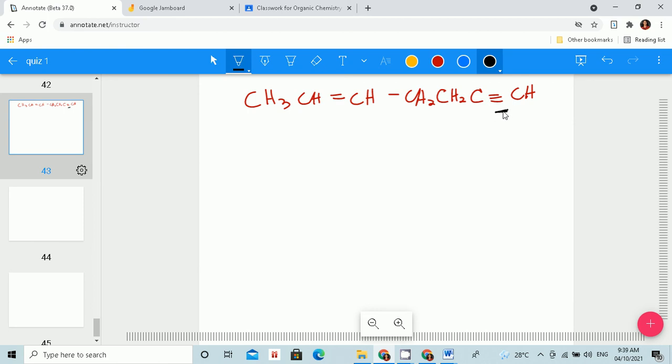because our top priority is our alkyne, then alkene, and then the least is alkane. Okay, so we will count. So we count 1, 2, 3, 4, 5, 6, 7. Okay, so this one is a hept, and then we have two. We have one ene. We have one ene, and then we have five.